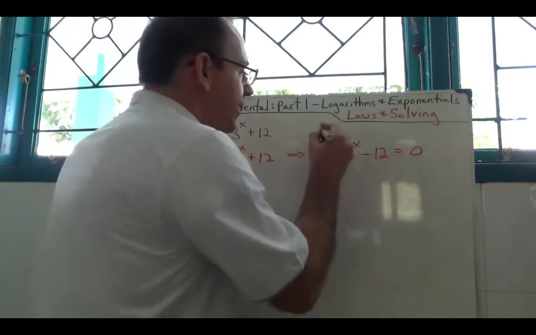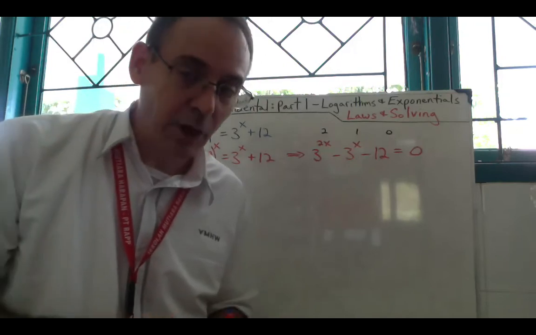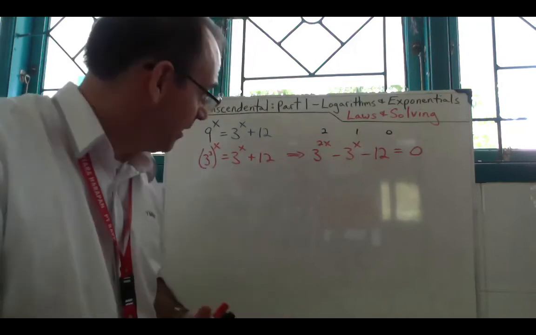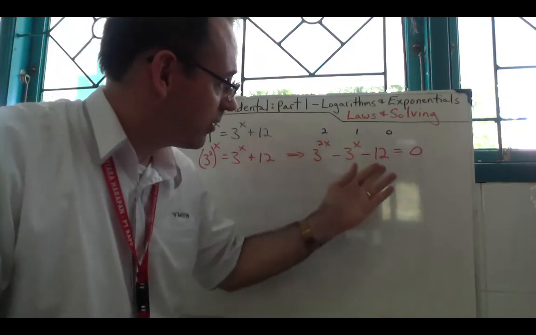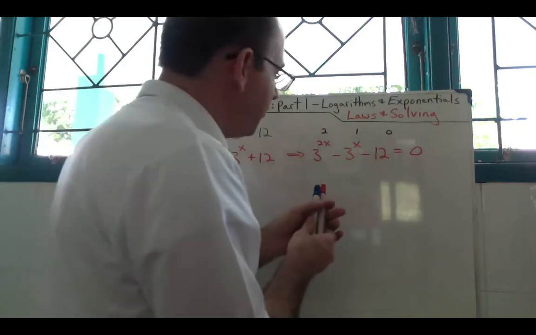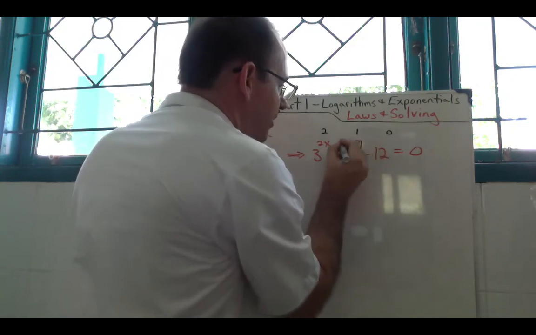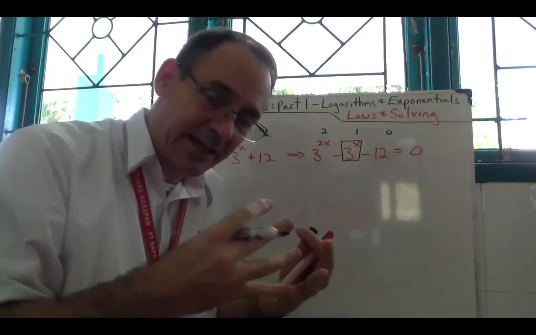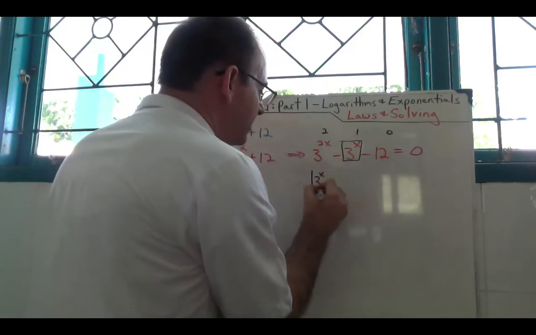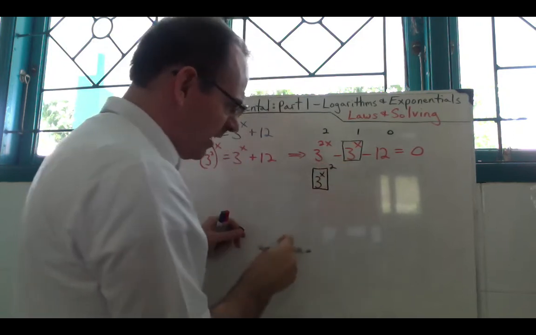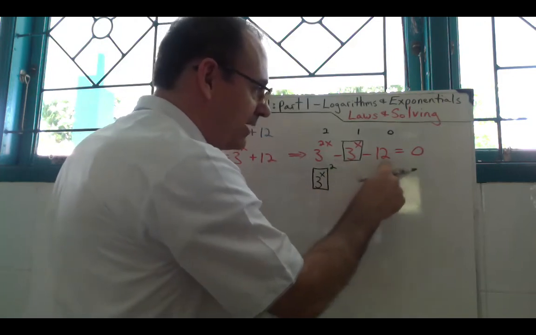Notice it follows the pattern 2, 1, 0, or any multiple of that 2, 1, 0 pattern, where you have a squared, a regular, a first power, and a 0. So if you look at it this way, this 3 to the x really acts like a variable in itself. It's a unit. So this one here is really a 3 to the x squared. So it's like y squared minus y minus 12.